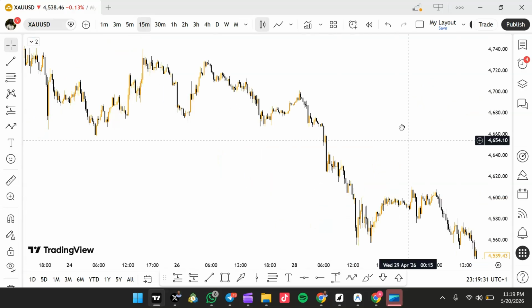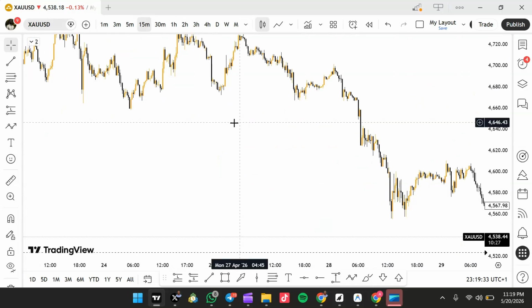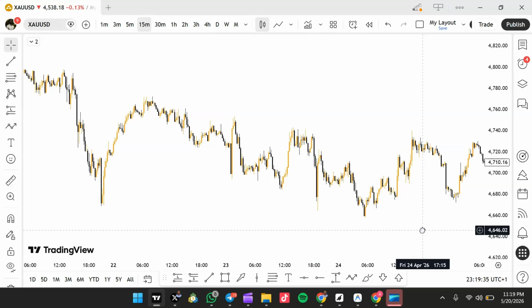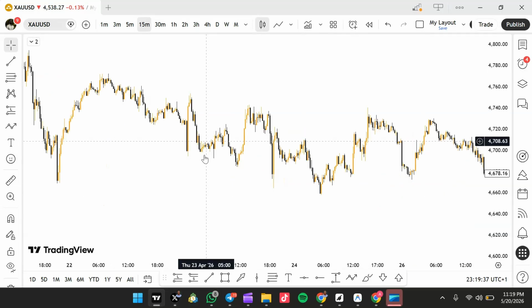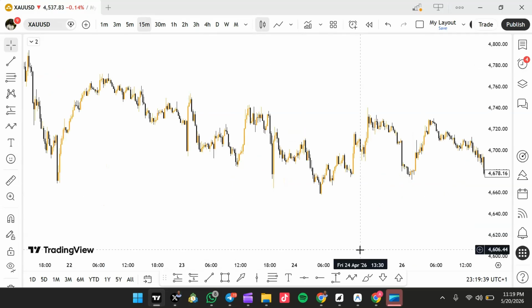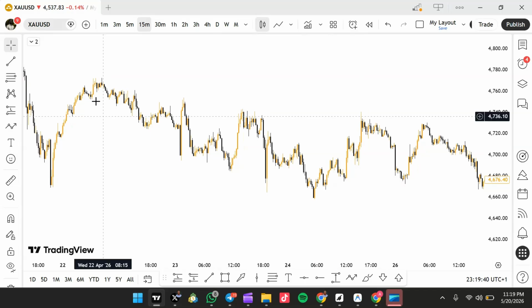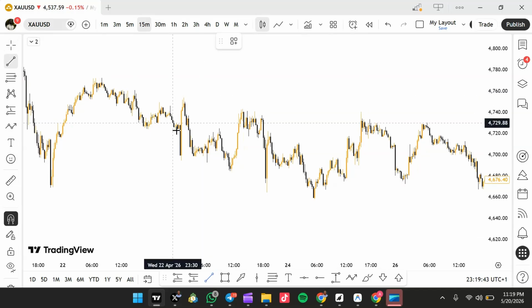So, identify the trend of the market. Now let's take this for example. We have the market giving us bearish structure, right? We have a lower low, lower high, and the market breaking the structure here.